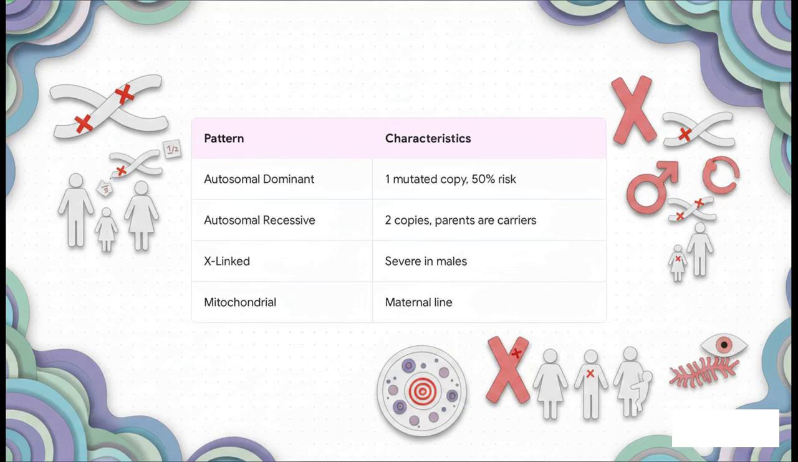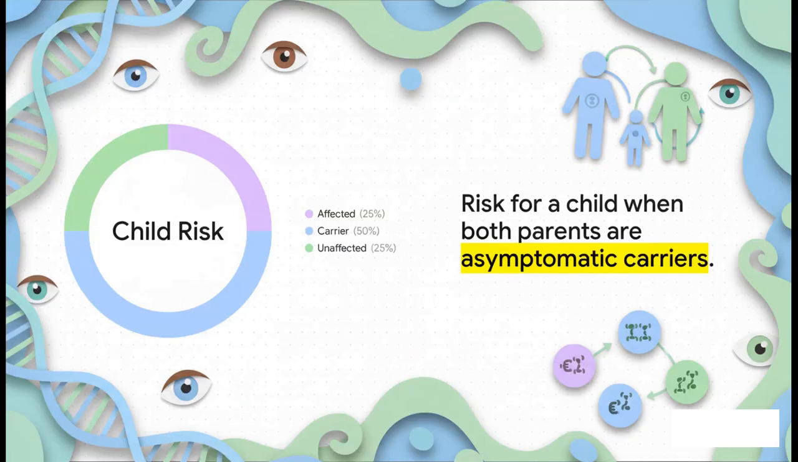Then we have X-linked, where the mutation rides on the X chromosome, overwhelmingly impacting males. And finally, mitochondrial inheritance, which is passed exclusively down the maternal line and tends to strike tissues that are super power hungry, like the retina and the optic nerve. Let's zoom in on that autosomal recessive pattern for a second.